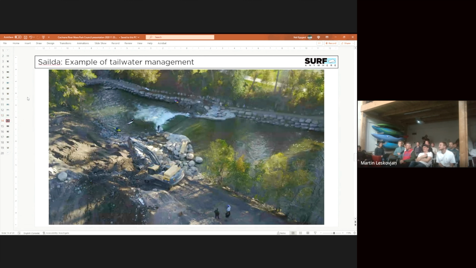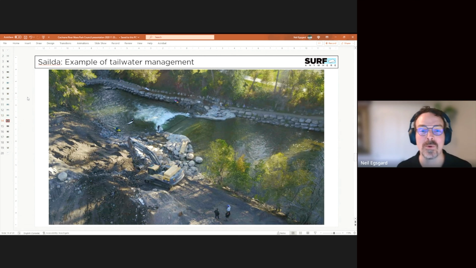So an example of where a situation happened with the static wave and tailwater problems and how they effectively fixed it. This just happened this spring and beginning of summer, and it was a really big issue. The wave was turned on. They had a not very good feature here.